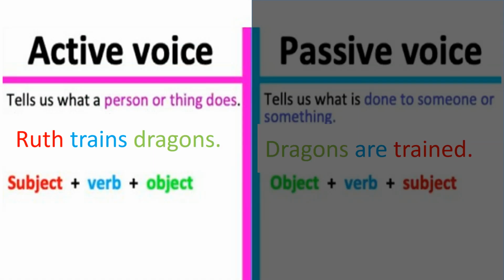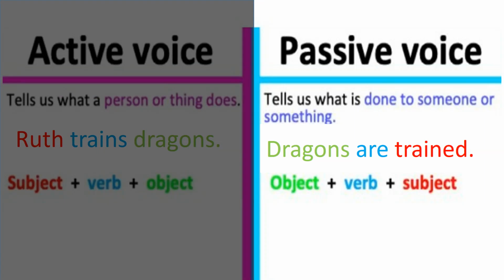Ruth trains dragons is an active sentence. It puts the subject, who is named Ruth, at the start of the sentence. To write in the passive voice, we put the object, dragons, at the start of the sentence and say, dragons are trained. We can leave out the subject.